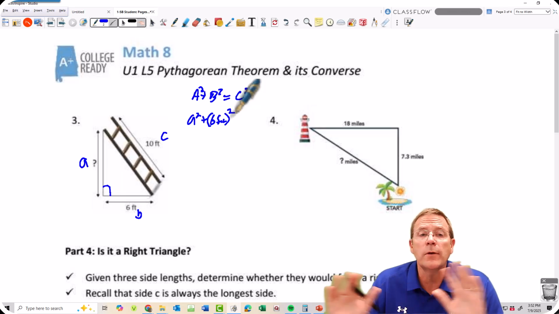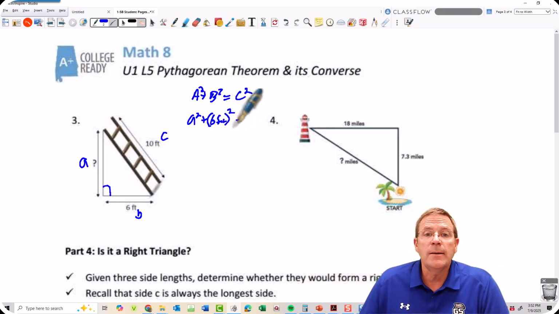We're squaring everything B is, which is 6 feet. We're going to do the same thing for the C. Everything it is 10 feet. It goes in parentheses, and we're going to square it. So that's going to leave me with A squared plus 6 times 6 is 36, and feet times feet is feet squared. Now my parentheses are gone.